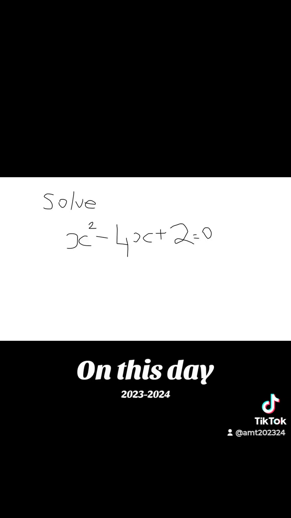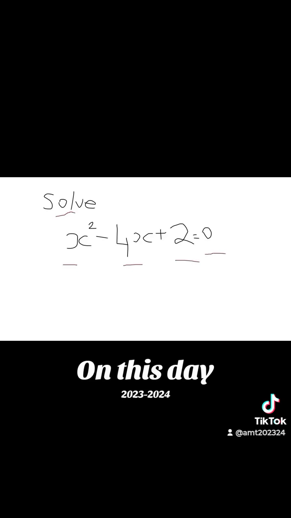GCSE 9 to 1 maths, solving a quadratic equation using the quadratic formula in hopefully 79 seconds. Let's go. We have to solve x squared minus 4x plus 2 equals 0, using the quadratic formula.